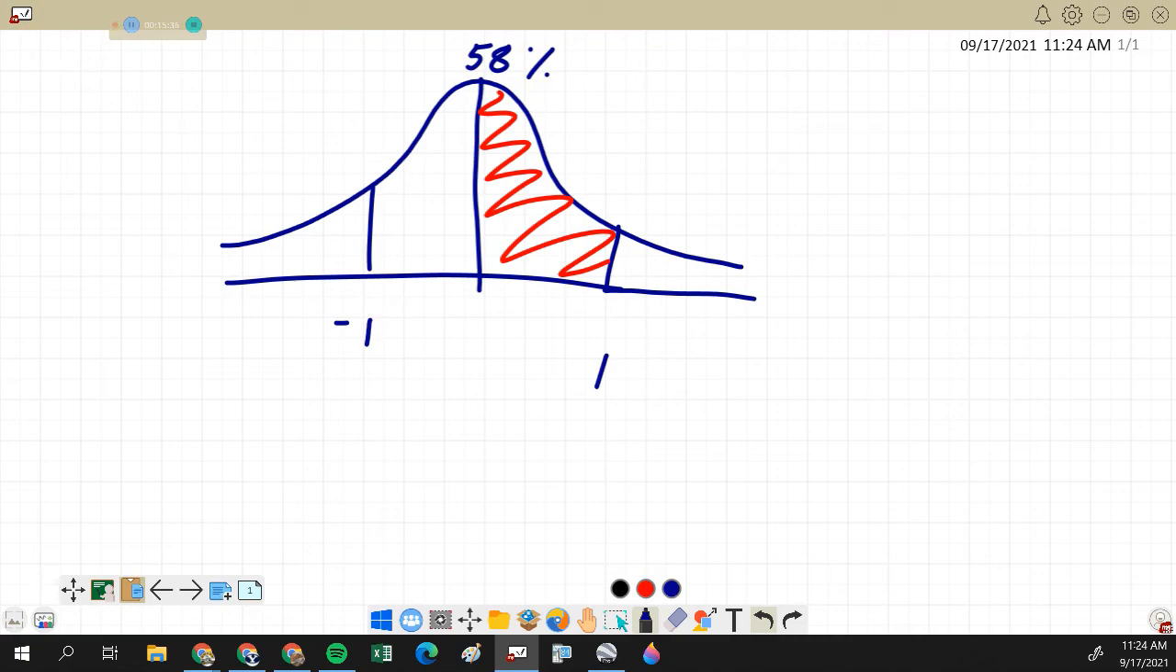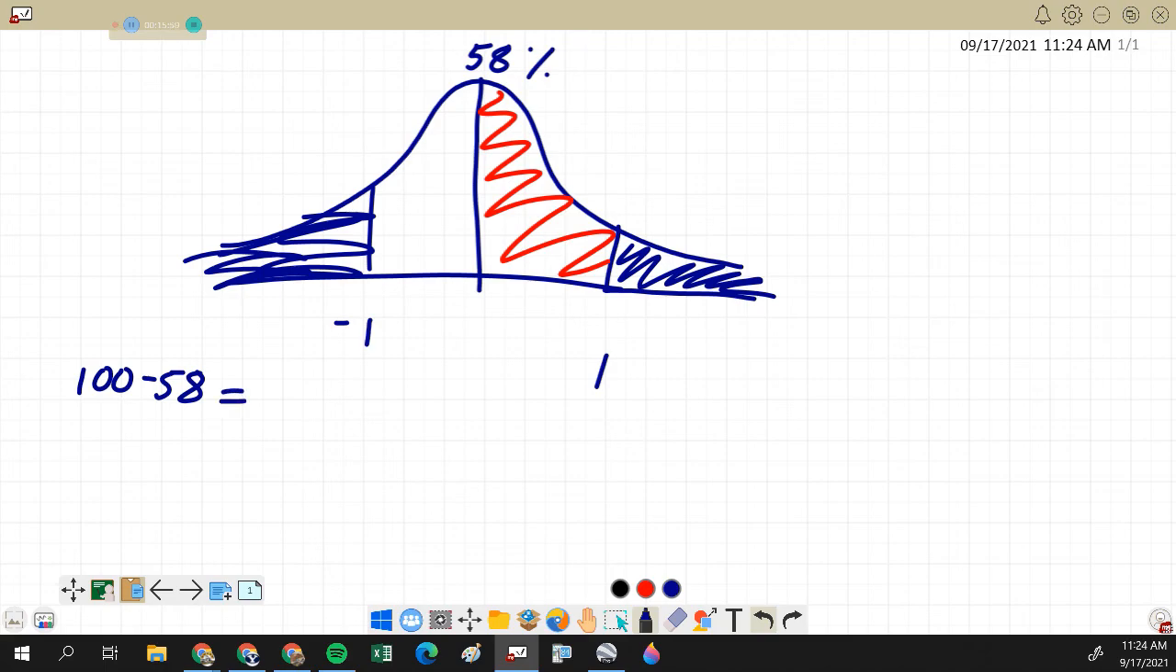Can we figure out how much is to the right of 1? 100 minus 58 tells me both tails, which is 42. Okay? Divide by 2, and I get 21. And then, if possible, find the area to the right of 2. Not possible. Why not? It's not the normal curve, right?